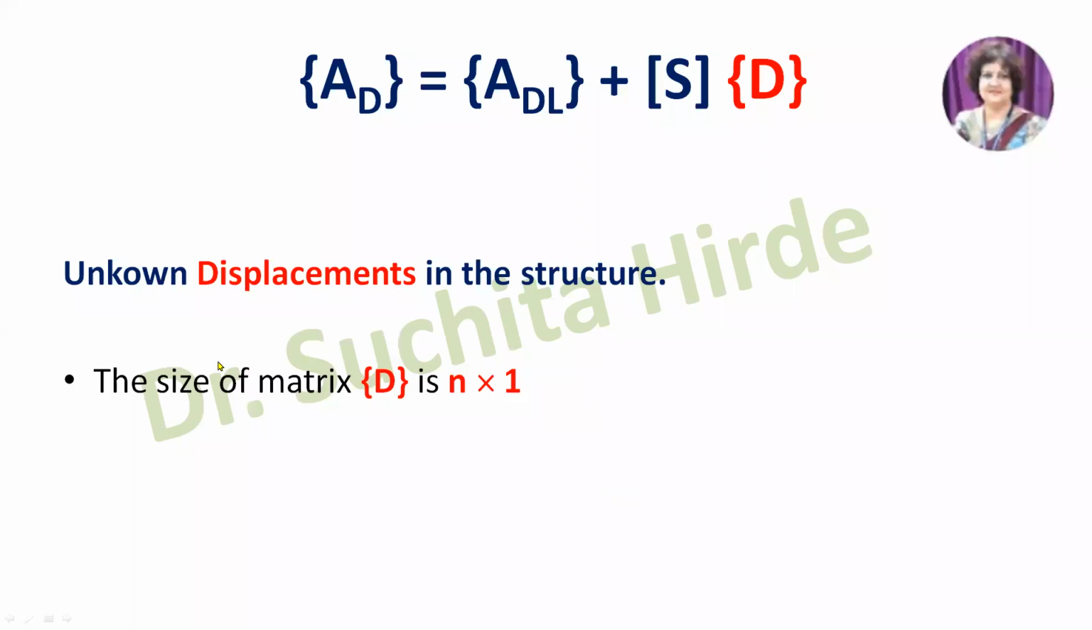In the stiffness matrix method, our aim is to calculate these unknown displacements. For example, in a continuous beam, the unknown displacements are always the thetas at the joints. At a fixed support, the thetas are 0, and at other intermediate supports, the unknown displacement is theta. So in a continuous beam, the unknown displacement means theta at the joint. The size of the D matrix is always n by 1, where n is the number of unknown displacements.